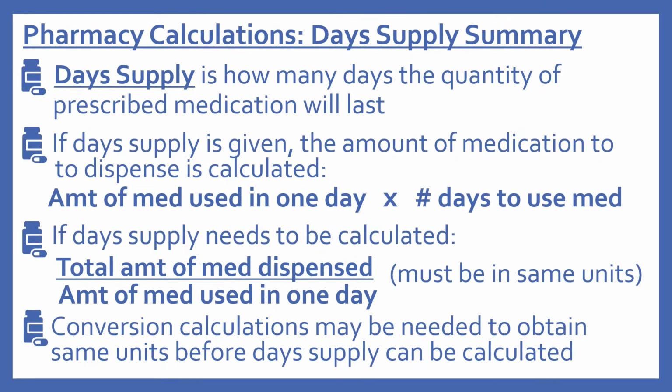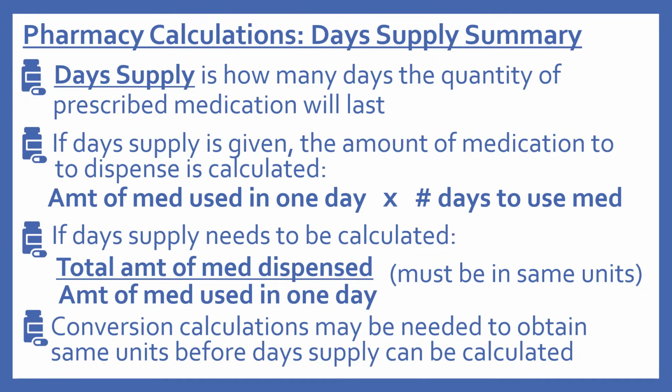So now we'll just look at a little summary of our day supply calculations. Day supply is how many days the quantity of prescribed medication will last. If day supply is given, the amount of medication to dispense has to be calculated. And this is done by taking the amount of medication used in 1 day and multiplying it by the number of days to use the medication.